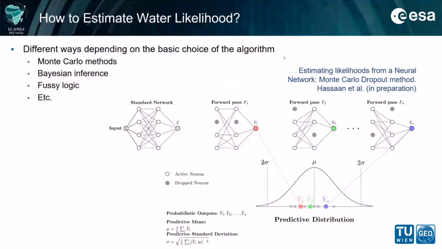Now, if you have the question, how do I produce a likelihood value? Because, you know, it's not that straightforward. Most classification algorithms give you a binary result, not to speak of a likelihood estimate or a precision estimate of your likelihood estimate. Obviously, there are different approaches to this depending on the basic choice of the algorithm you're using. But in the end, there are multiple methods of how you can solve this. There are, for example, Monte Carlo methods for solving it. There are Bayesian inference methods. There is fuzzy logic.